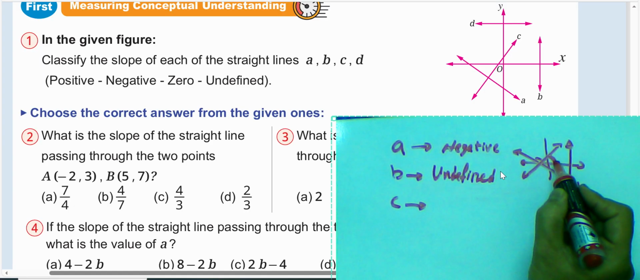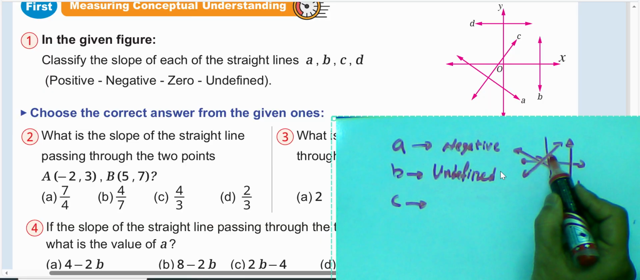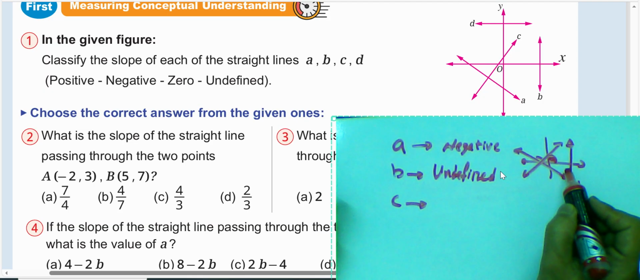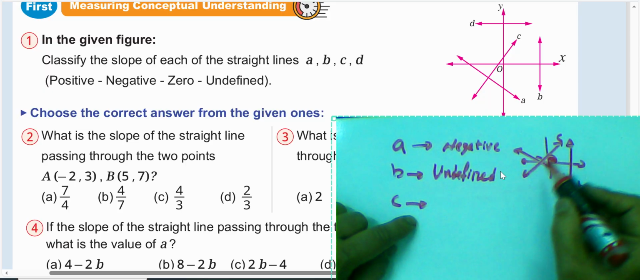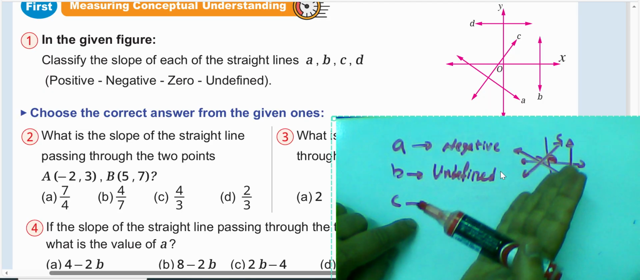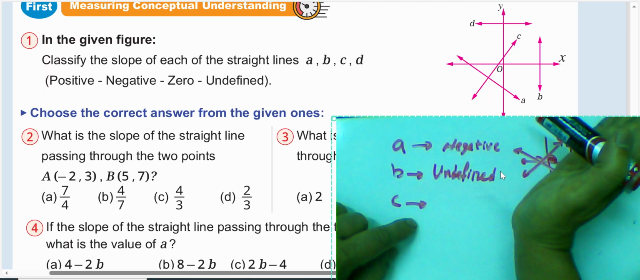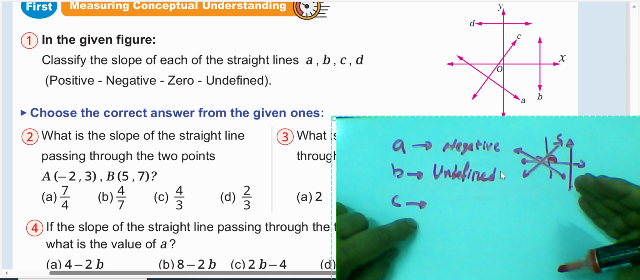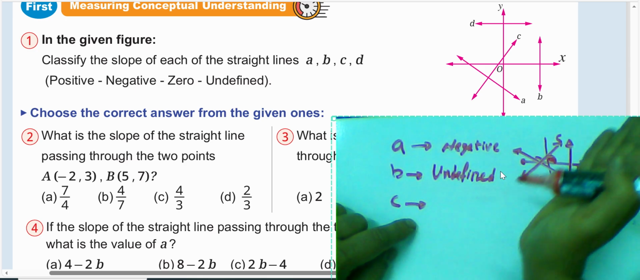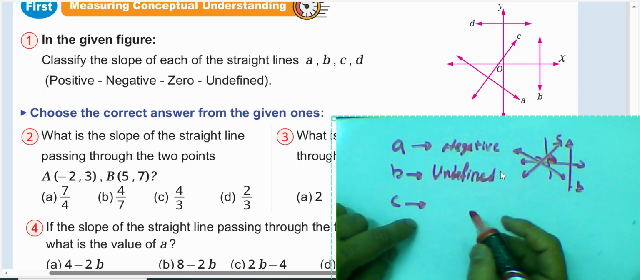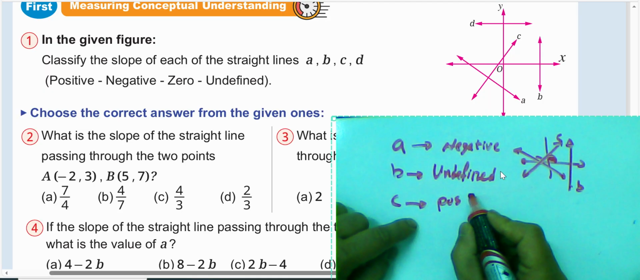C increased because it makes an acute angle with the x-axis. Then C will be what? Who can tell me? It will be positive. Going from left-hand side to right-hand side, it increased here. But A decreased, going from left-hand side to right-hand side, and C increased. Increased, it will be positive.